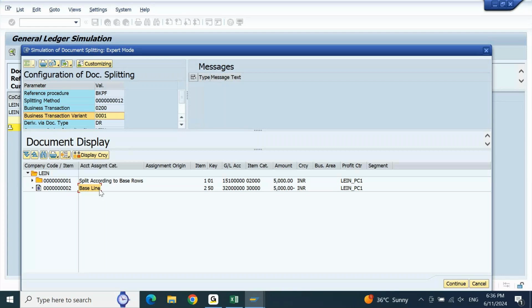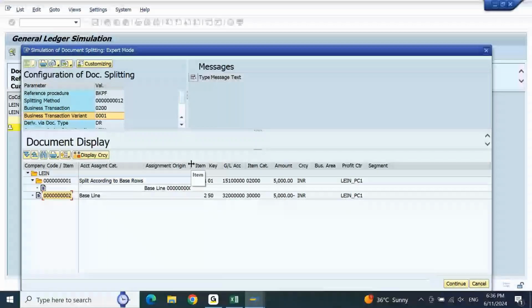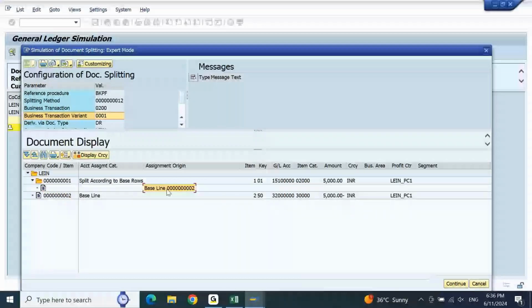When you're talking about split according to base row, this is based on the active document splitting. If you expand this line item number 001, here you will find assignment origin. If you look at assignment origin, it is telling baseline item 002. What does it mean? The system is telling for line item number 1, I have taken the base row as baseline item number 2.